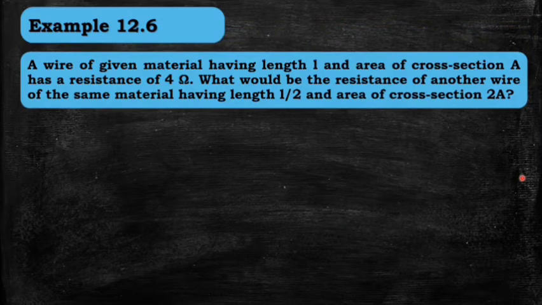Let us discuss another example. A wire of given material having length L and area of cross section A has a resistance of 4 ohm. They didn't give any length or cross section, they just put it as L and A, and they have given the resistance. We know that R is directly proportional to L divided by A. What would be the resistance of another wire of the same material having length L by 2 and area of cross section 2A? They decreased the length by half, and the area of cross section they have doubled to 2A.